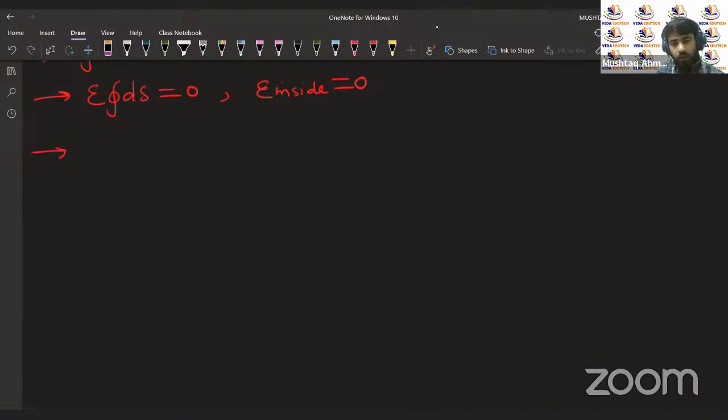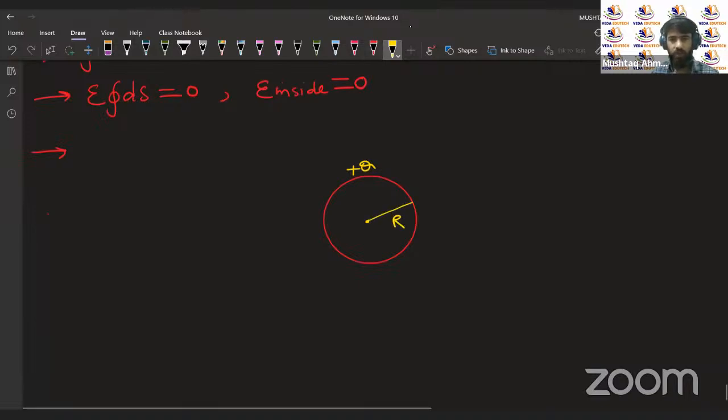So let's try to calculate the electric field due to this hollow sphere outside this sphere. Let's suppose that once again the same charge distribution is there. This is the charge plus Q. And we have to find the electric field at some point outside this sphere, which has the radius R. So what we'll be doing is drawing a Gaussian surface.